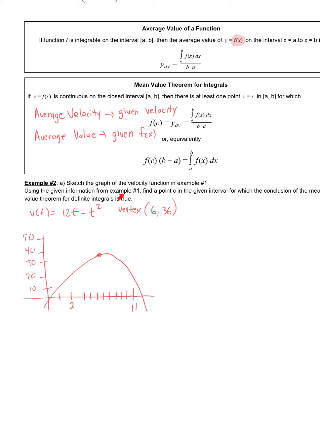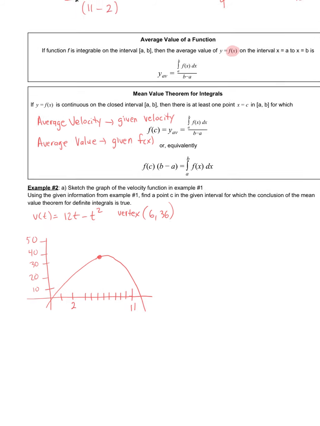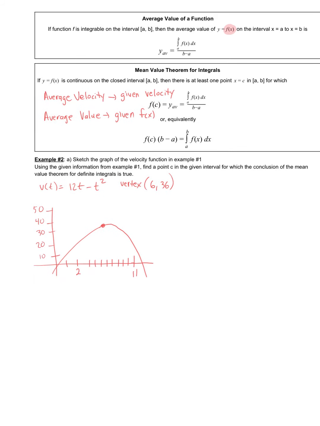Now we're going to go to the next part. It says use the given information from example 1. We want to find a point C in the given interval, some x value between 2 and 11, for which the conclusion of the mean value theorem for definite integrals is true. So the mean value theorem for definite integrals, we're simply going to set our average velocity, which we already found in example number 1, equal to the velocity.